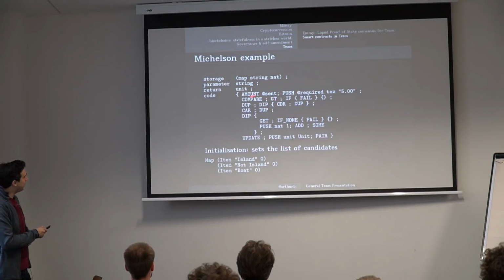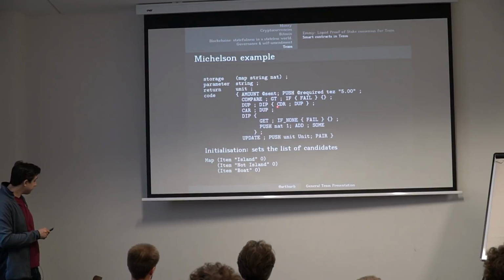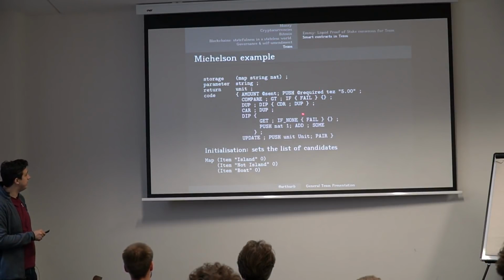So here, you grab the amount that was sent to the contract, and then you give it a little tag. You push the amount 5, because what was required to play with this contract is to send at least 5. You compare, and if 5 is greater than what was sent, then you fail. That's not good. Otherwise, you do a lot of stack manipulation in order to get your storage. You grab this string from your map, and if it's not there, you fail. Otherwise, you push the integer 1, add it, and then update your map.